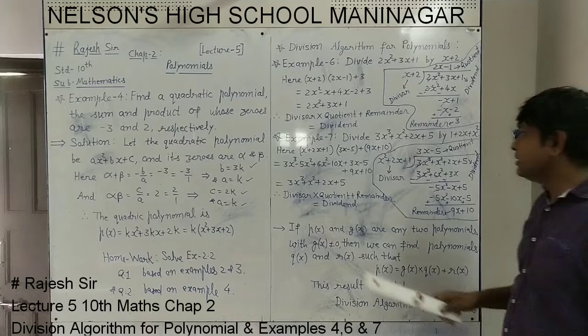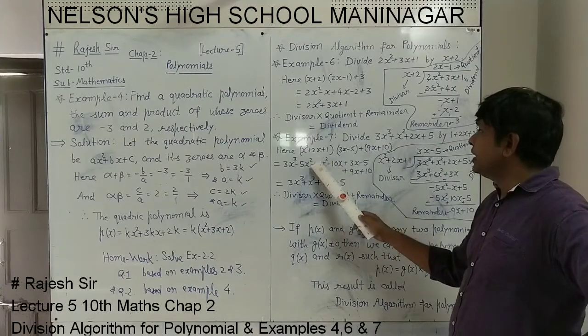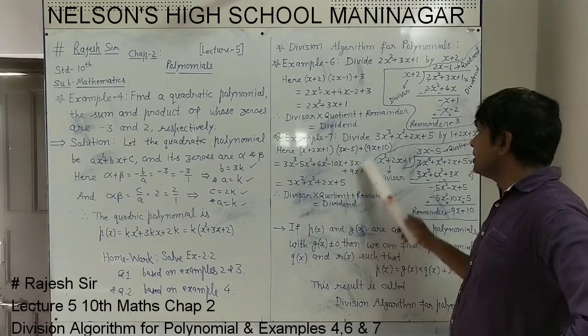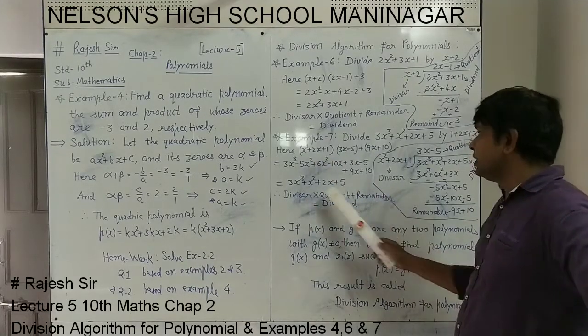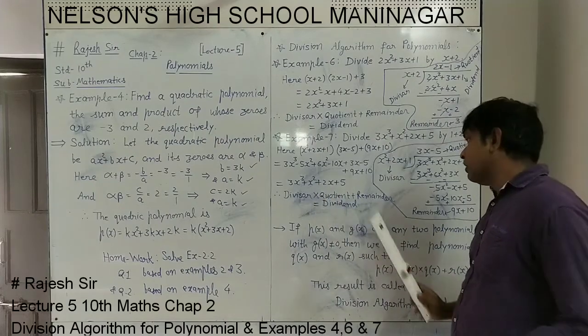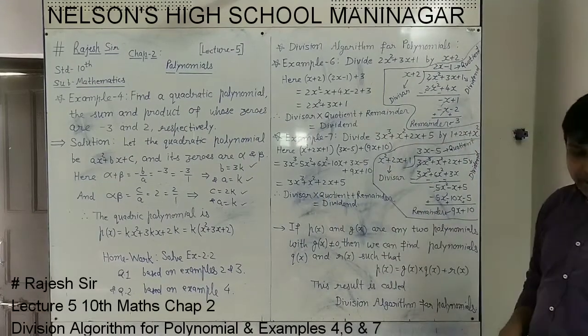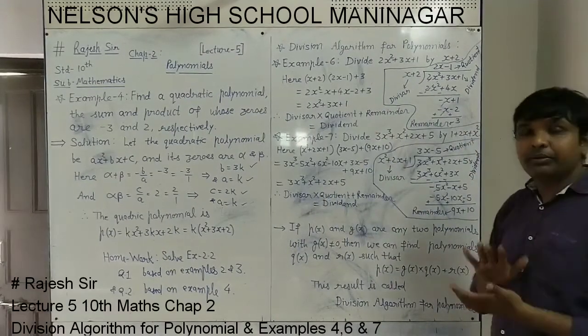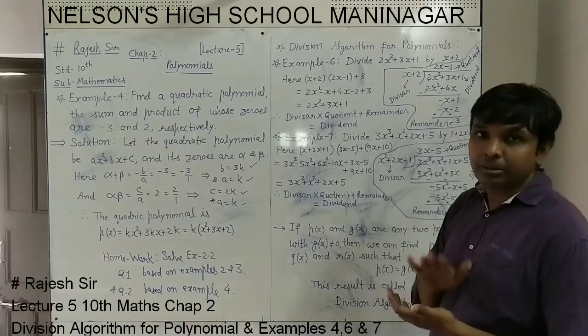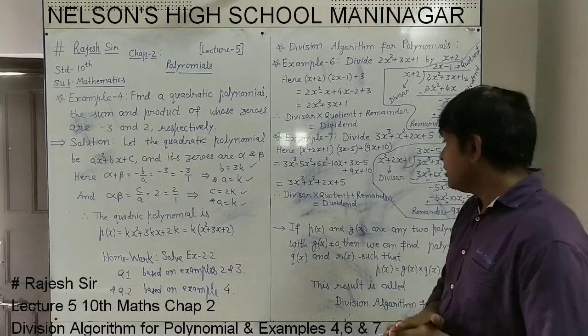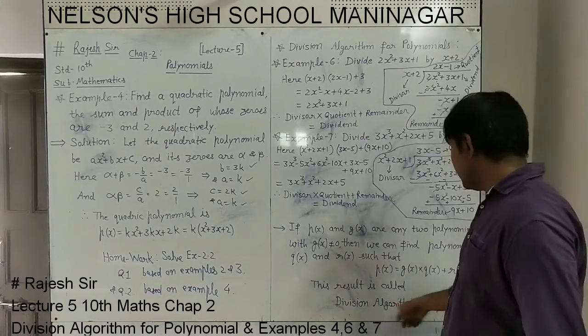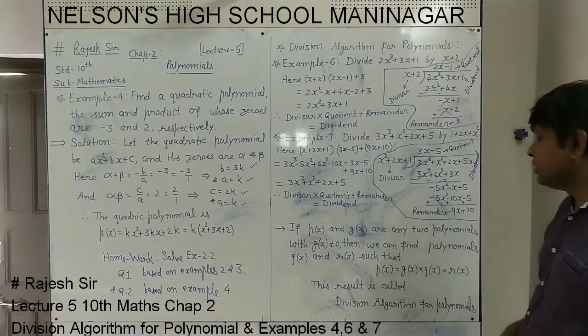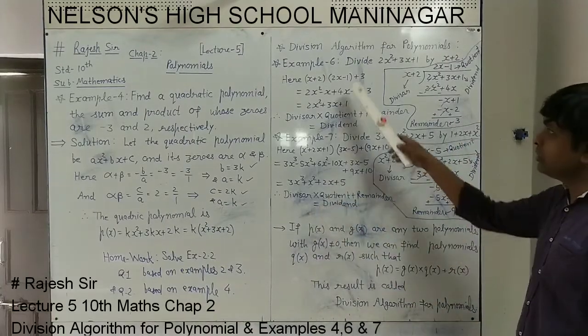So again what we are getting, divisor into quotient plus remainder. If we do this, we get the dividend. From these two results, always this will happen: divisor into quotient plus remainder will give the dividend. We have defined a division algorithm, and what is the division algorithm? It is this, based on this.